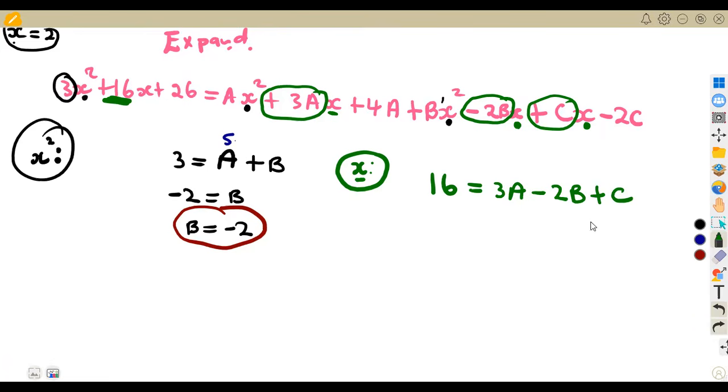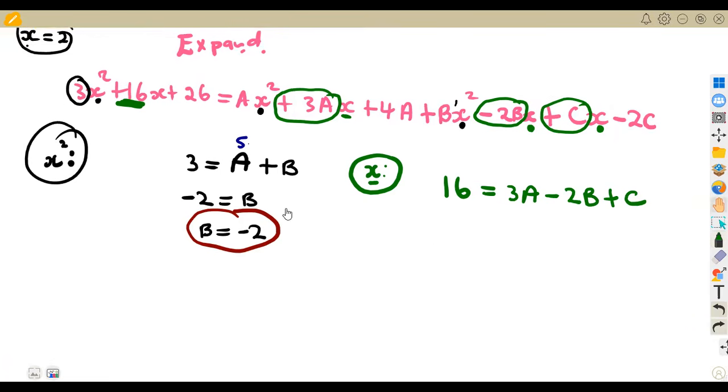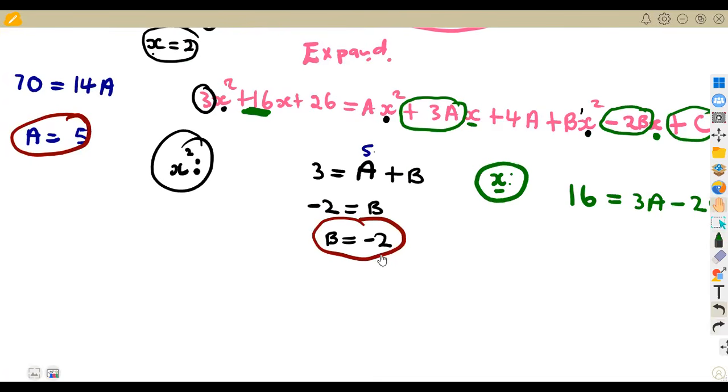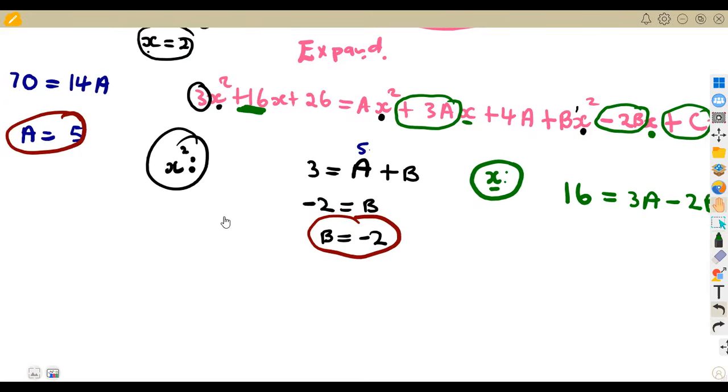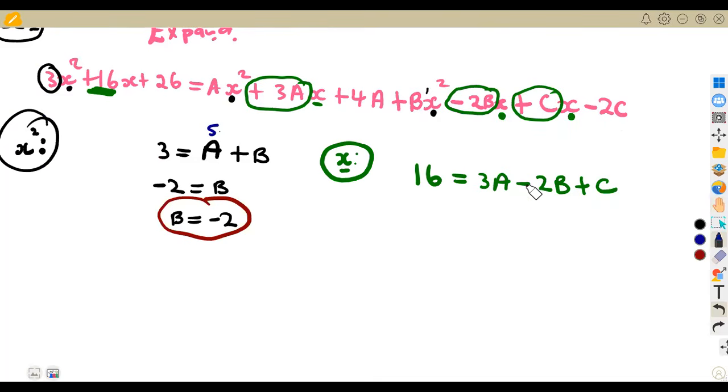So if you can do this, you can substitute because we have the value of a, and you have the value of b. Remember, a is 5. So in place of a here, we are going to put a 5. And our b is -2. In place of b, we are going to put a -2. So that is how we play around with this question.